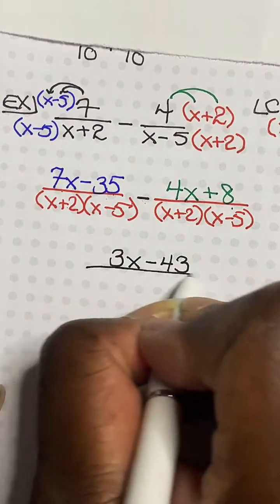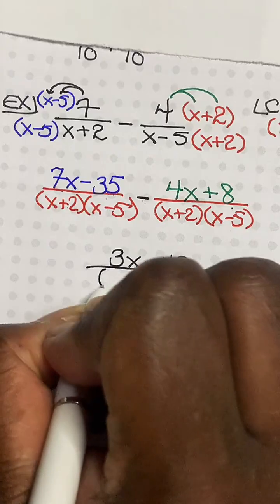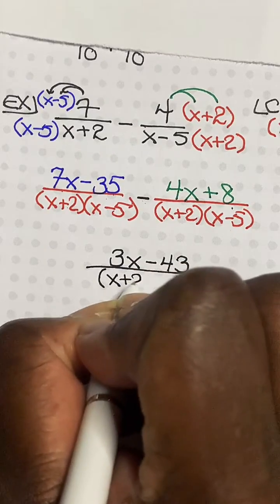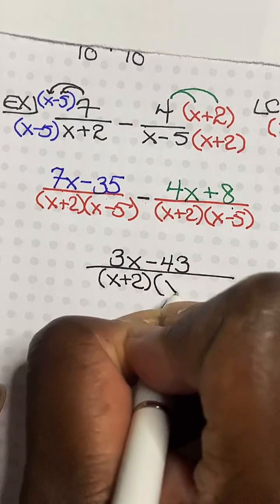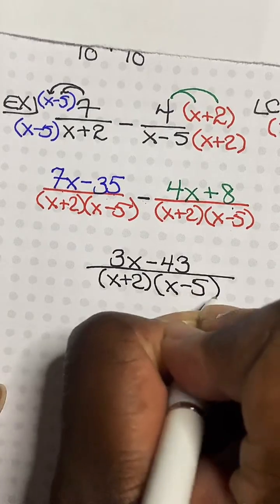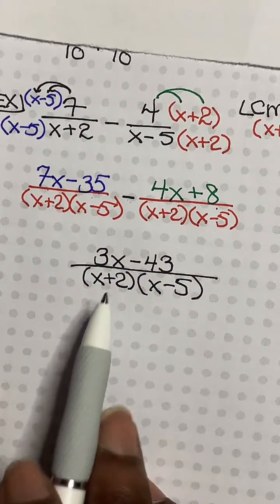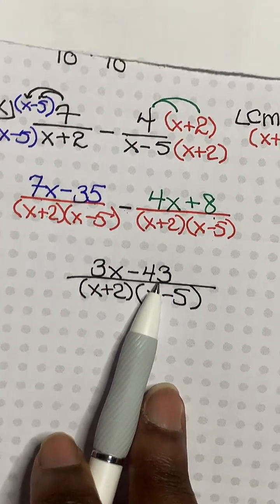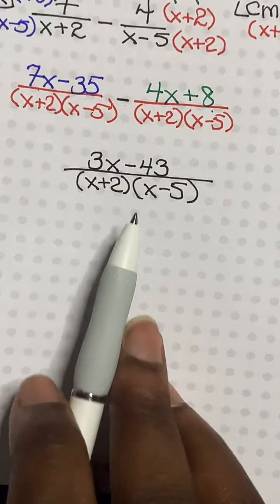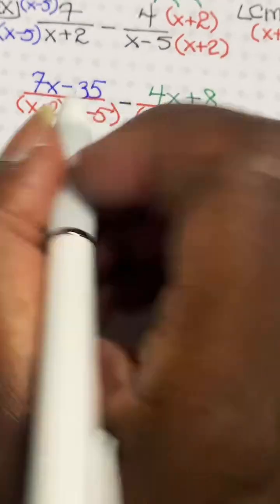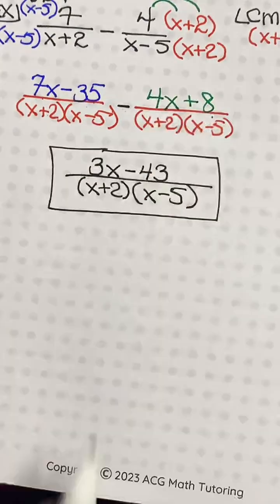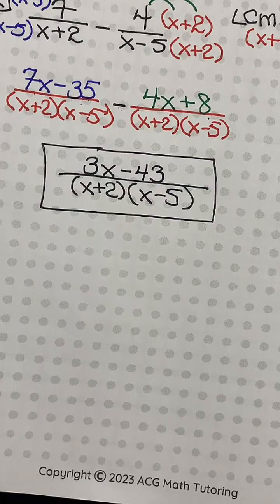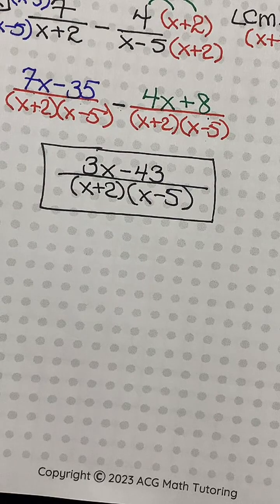And we're going to leave this over top of x plus 2 and x minus 5, because there is nothing that 3 and 43 have in common other than 1. So if we can't break it down, we bring it down.